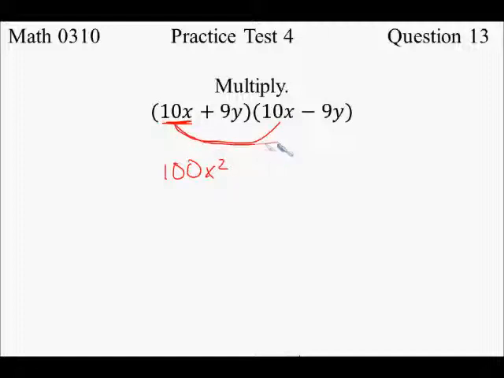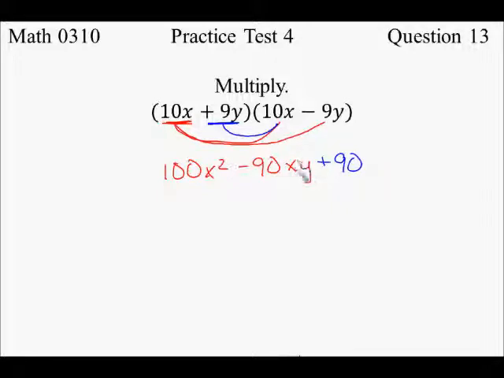And then 10x times a minus 9y. So 10 times negative 9 would give us negative 90. And x times y would just give us xy. Alright, and now we'll distribute the second term here, which is a positive 9y. So plus 9y times 10x. 9 times 10 is going to give us a positive 90 there. And y times x, we could call that either y times x or x times y.